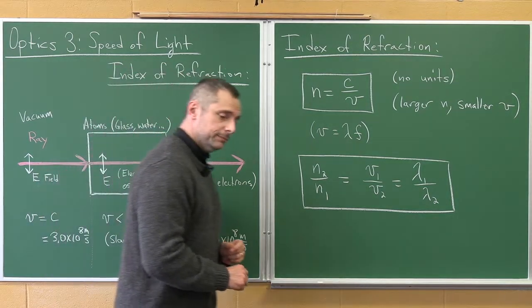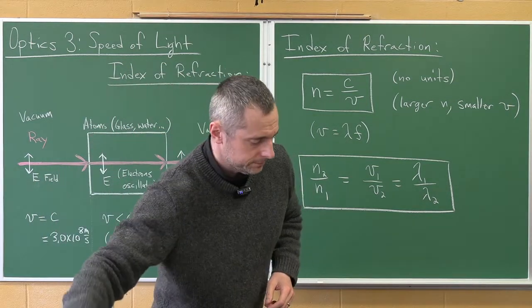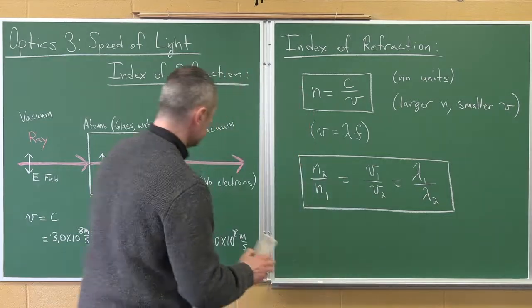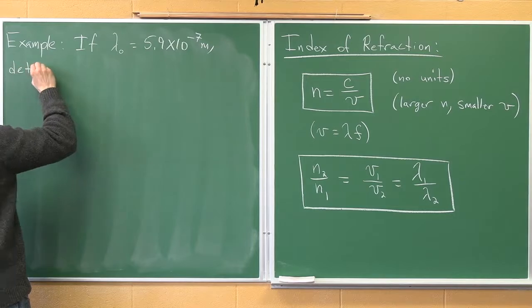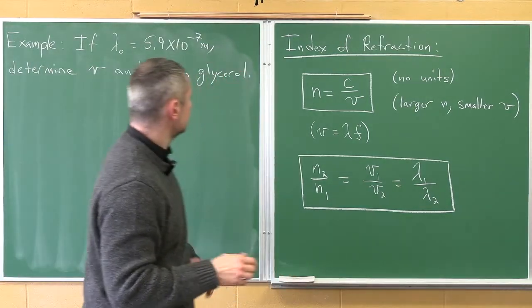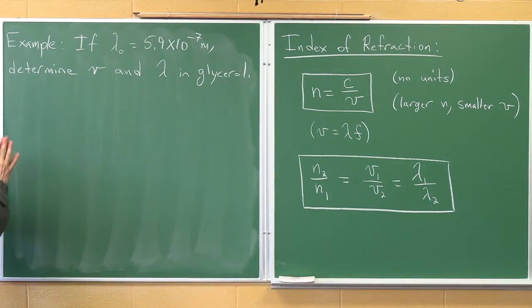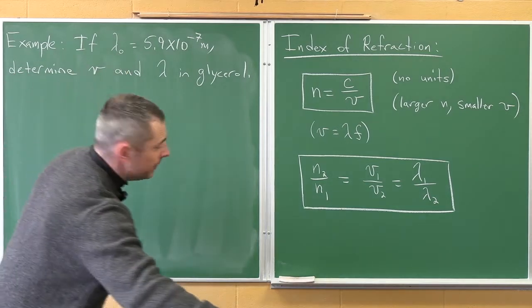Let's do an example. All right, so here's our example. Light has a certain wavelength. I should have put in a vacuum. Maybe I'll squeeze it in here.